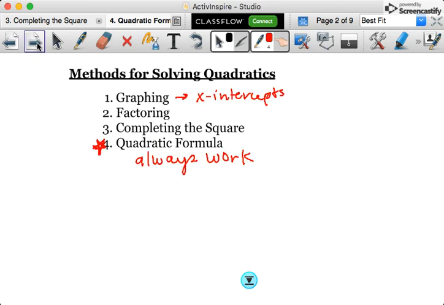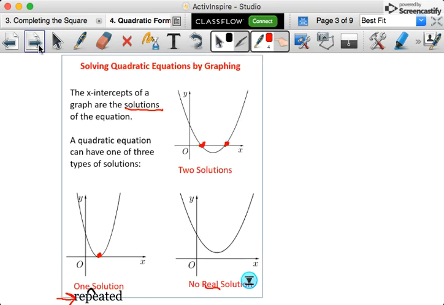So again, our four methods. Graphing is one where you're looking for your x-intercepts. Two is factoring. Three was completing the square, which is what we did last block. And then four, which is what we're doing today, is the quadratic formula, and this will always work. So that's something exciting to look forward to.